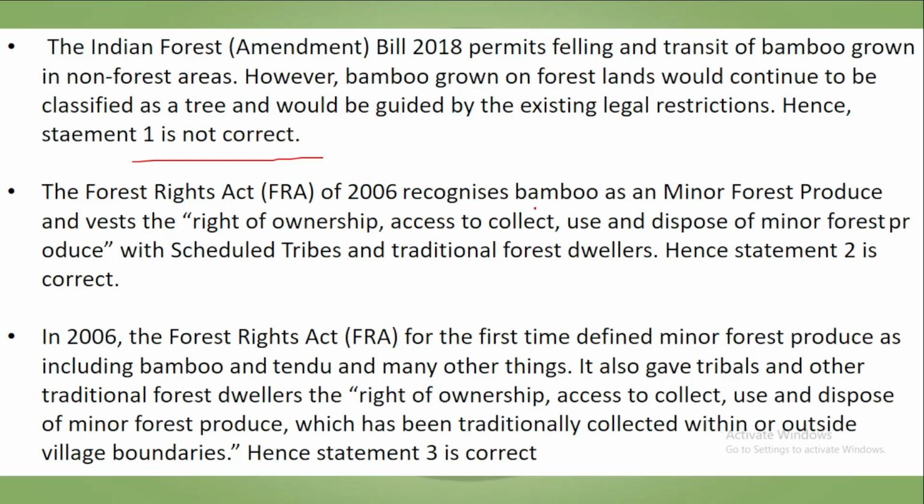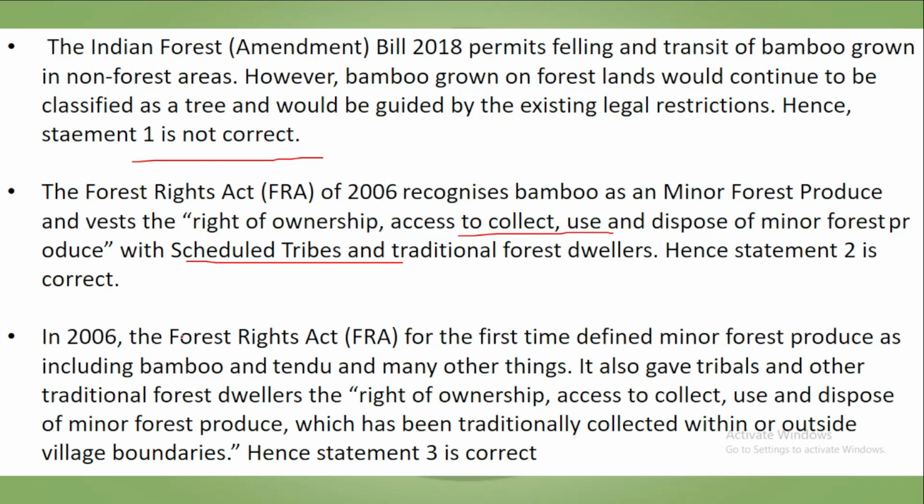The Forest Rights Act of 2006 recognizes bamboo as a minor forest produce and vests the right of ownership and access to collect, use and dispose of minor forest produce with Scheduled Tribes. They can just do it. They have the right of ownership and they also have access to collect that. Therefore, statement second is correct.